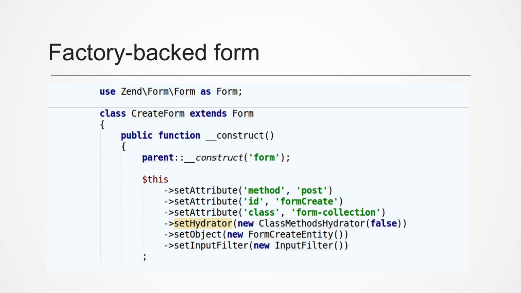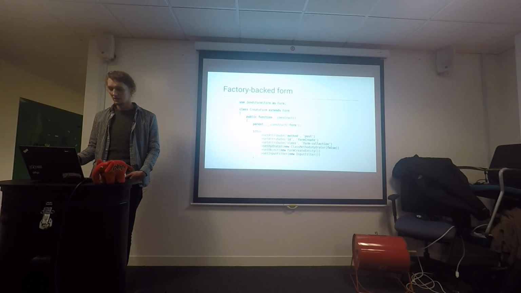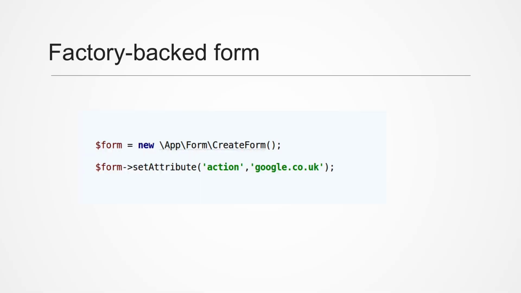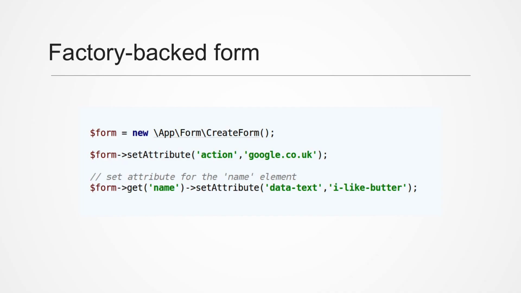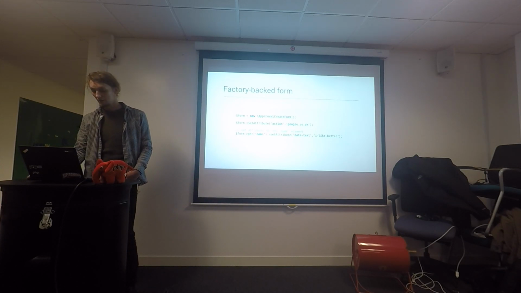This is an example of how we create a form. It's possible to set attributes in a constructor, and the whole form is created in a constructor. We also may add some elements into it in a constructor as well. So it's called a factory-backed form. That's how it is created. Just instantiate the object, and it's possible to manipulate it and make the form more dynamic. I mean, populate with data, create elements on the go.